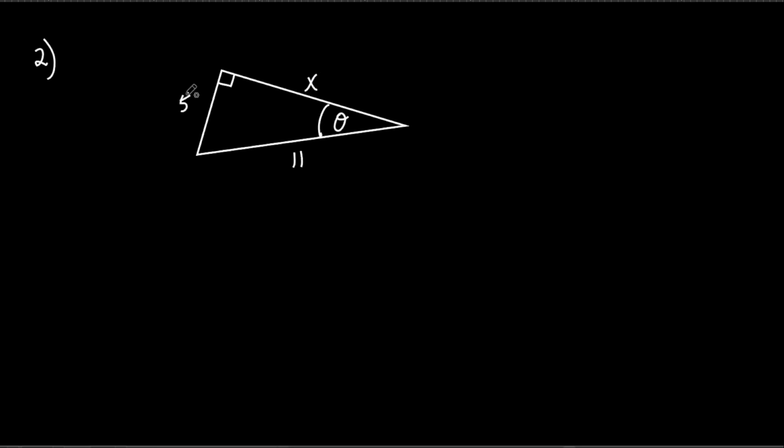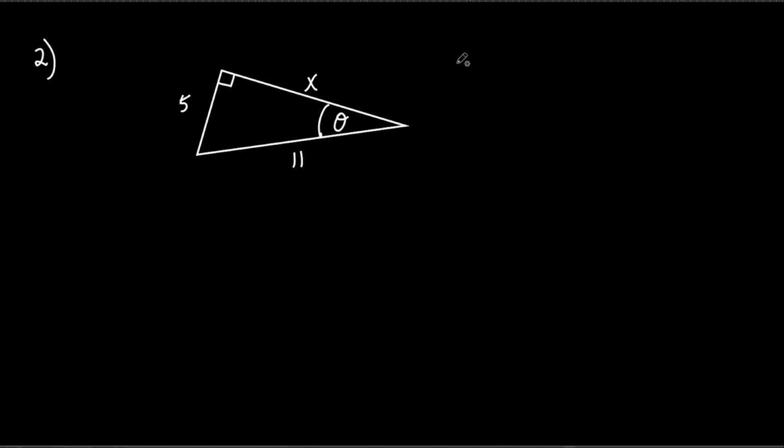So I know the opposite is 5. I know the hypotenuse is 11 this time. Remember, on the first one, we didn't know the hypotenuse. We had to find it. This one, we're trying to find the adjacent side. So we don't know what that is. I still do the Pythagorean Theorem.